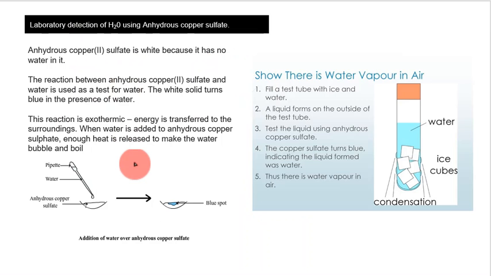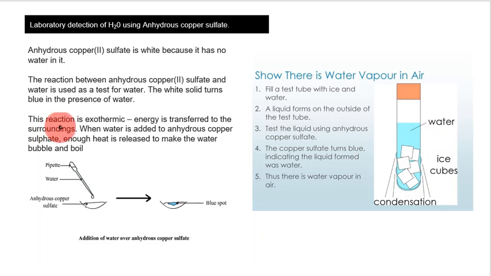The other process that we can do as well is we can use copper sulfate. Anhydrous just means there's no water in it, it's really dry. So anhydrous copper sulfate is white because it has no water in it. The reaction between anhydrous copper sulfate and water is used as a test for water to show that there's water present. The white solid turns blue in the presence of water.